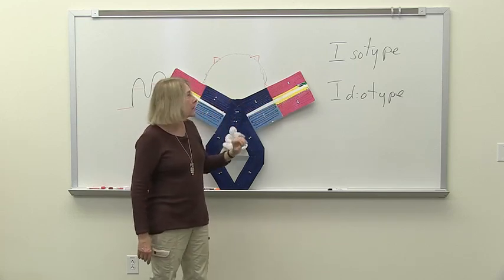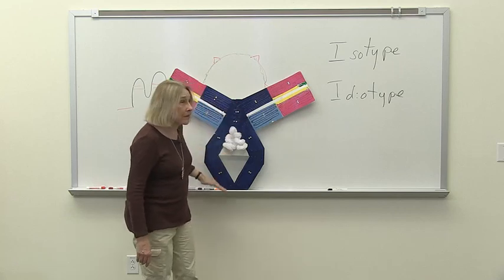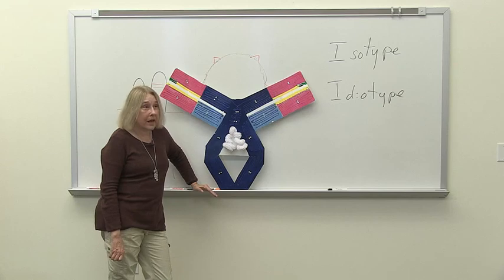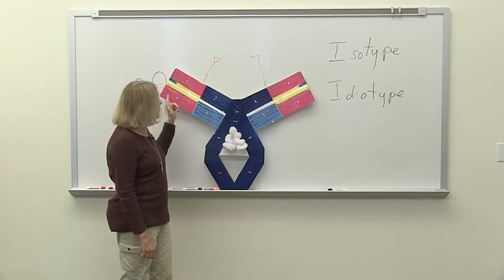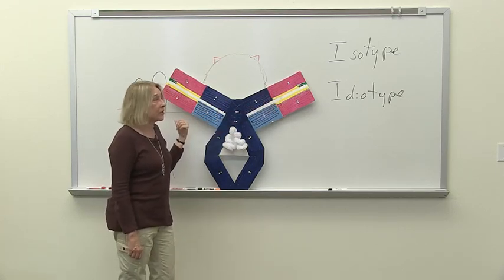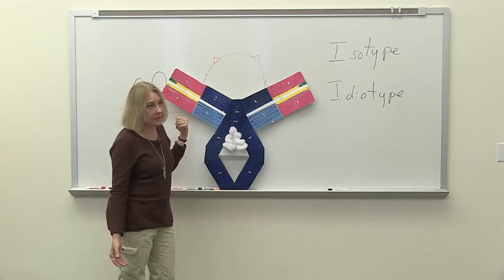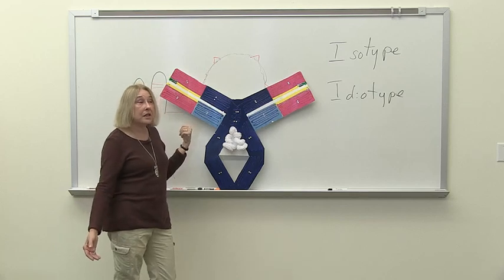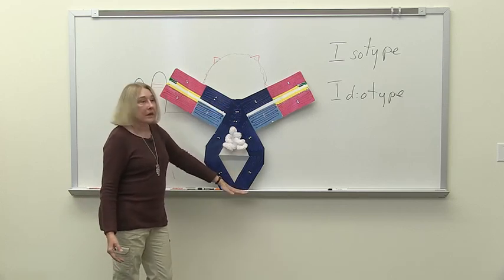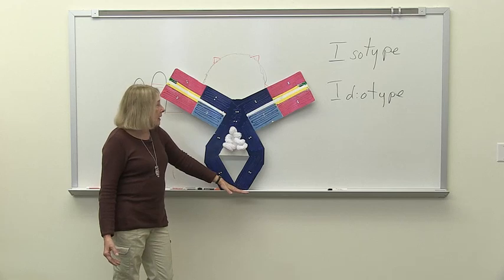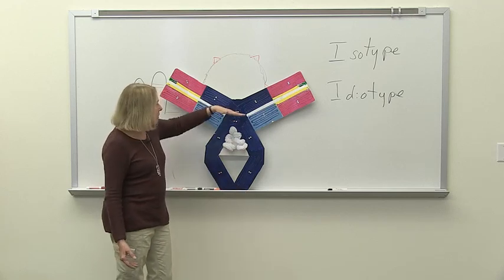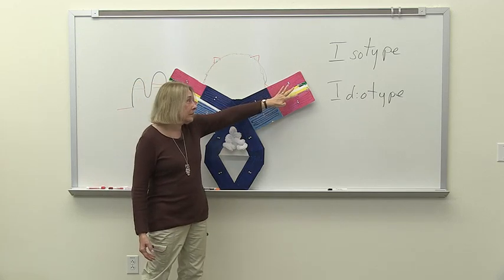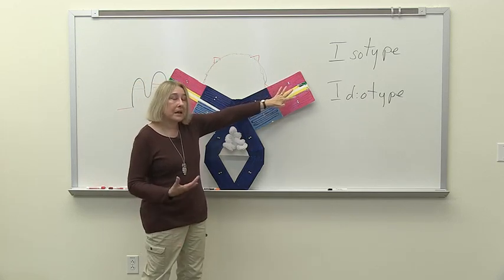On the other hand, if we're looking at isotype, we are referring to the Fc stem. So two M-class antibodies would have the same isotype even if they recognize two different antigens, which would give them different idiotypes. Likewise, during class switching, I may make several different kinds of G-class antibodies. I might have a G1, a G3, and those would be different isotypes, but if they recognize the same antigen, they would be the same idiotype.